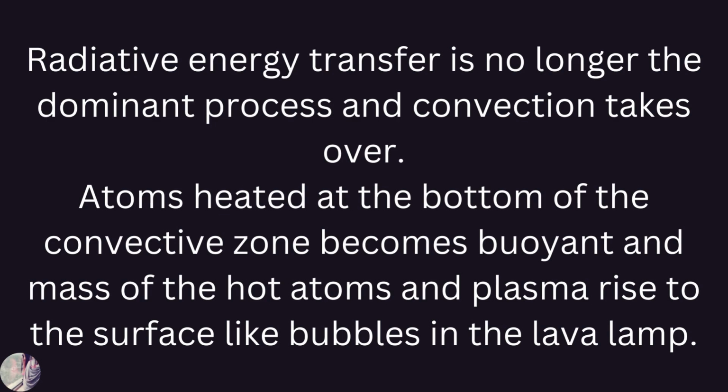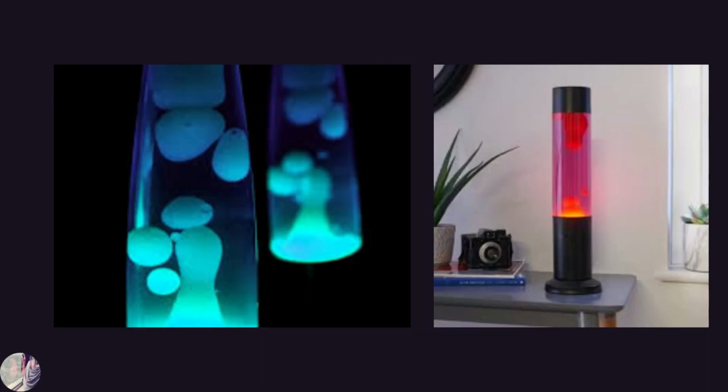Atoms heated at the bottom of the convective zone become buoyant, and masses of the hot atoms and plasma rise to the surface like bubbles in a lava lamp. This figure shows the bubbles in the lava lamp.